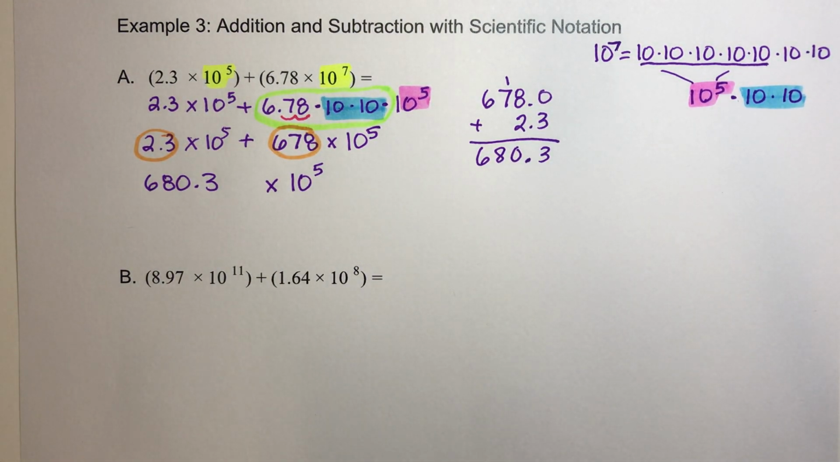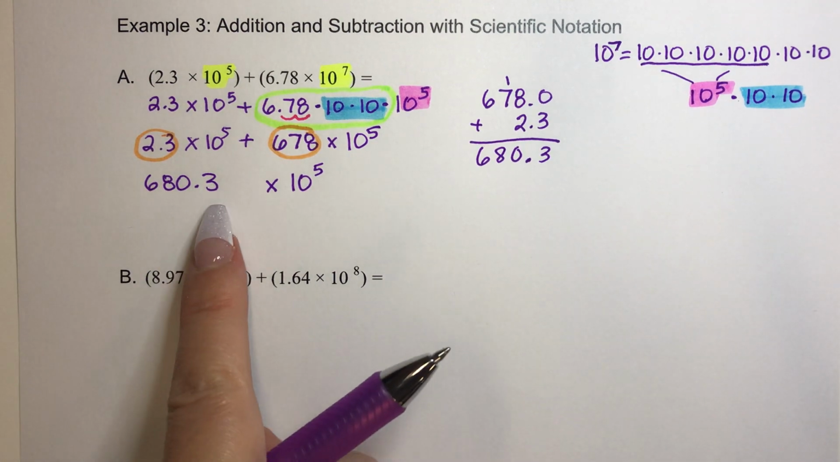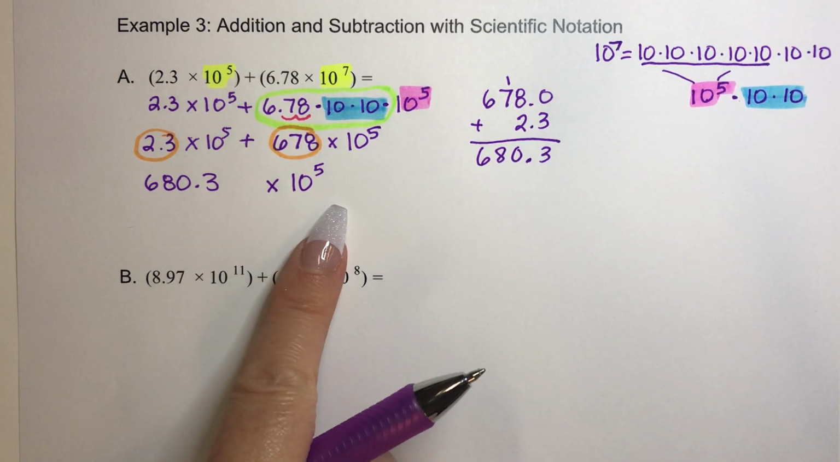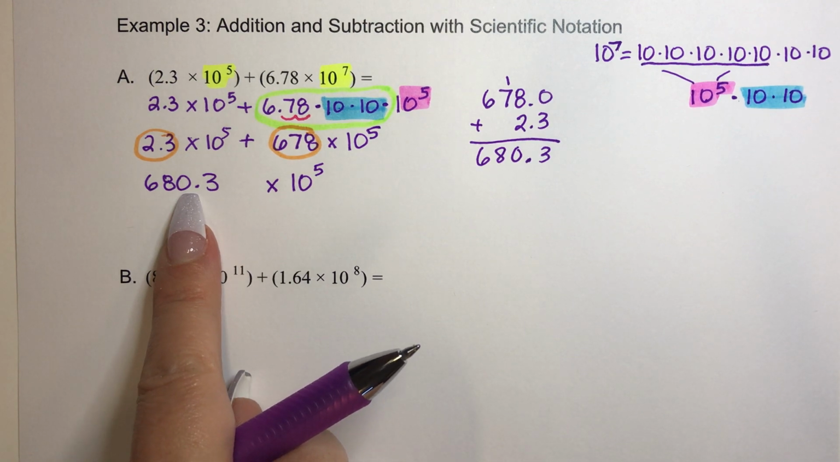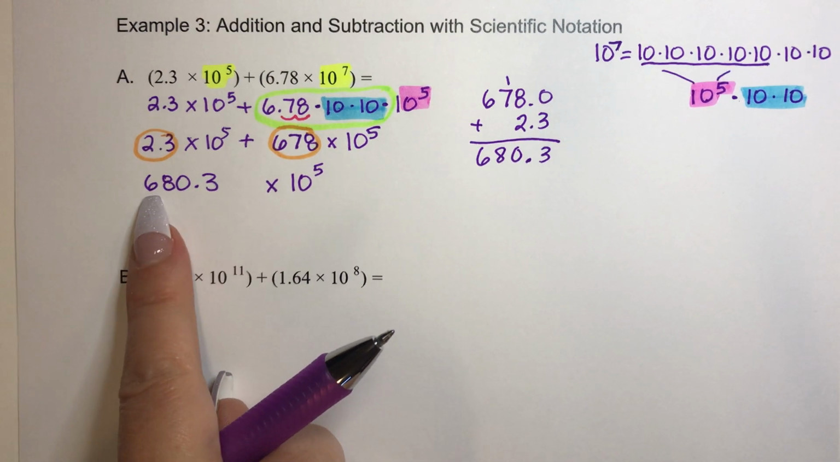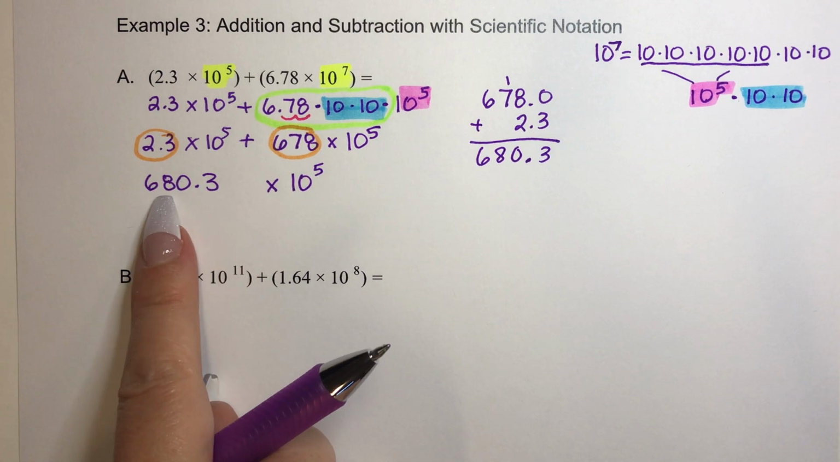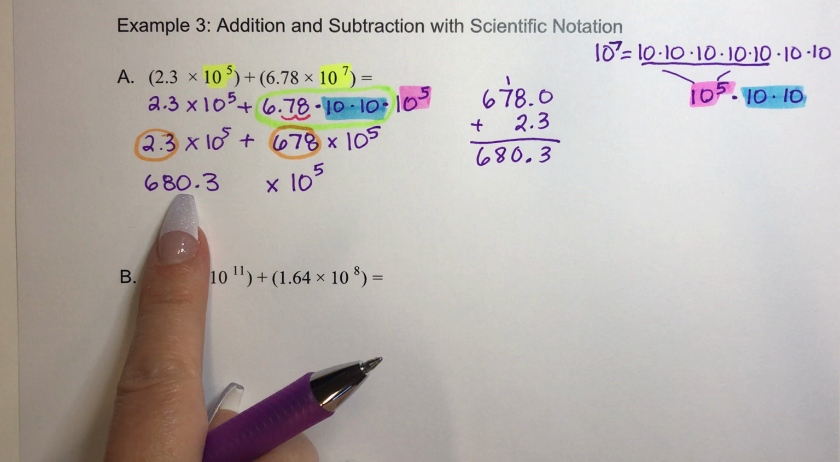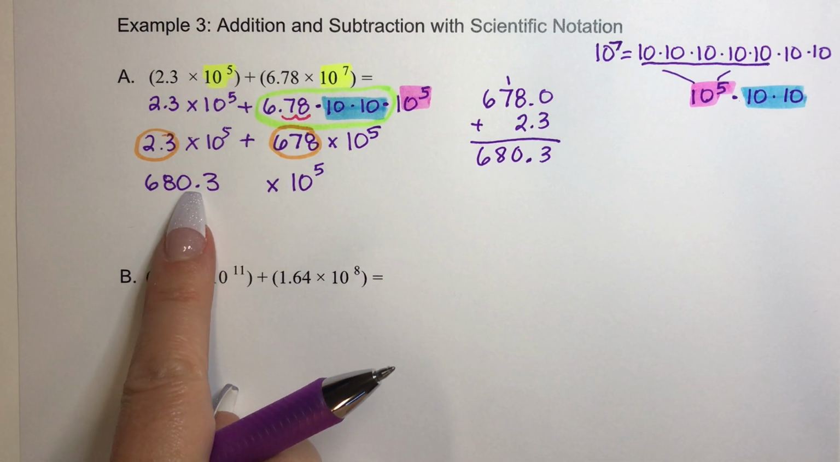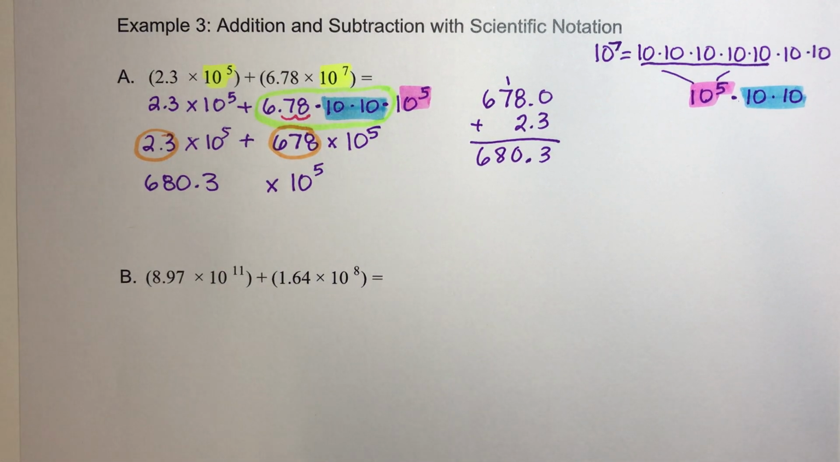Now, what we have to ask ourselves is, is this number in scientific notation? Is this number between 1 and 10? And it is not, okay? So this number is too big. To put it in scientific notation, we have to make it smaller. We can either multiply by 10 or divide by 10. For this one, we're going to have to divide by 10, right?